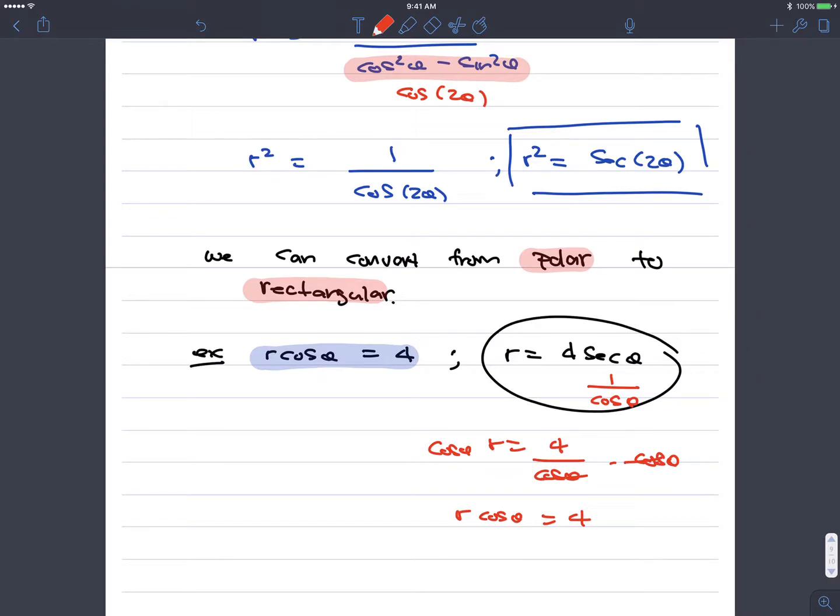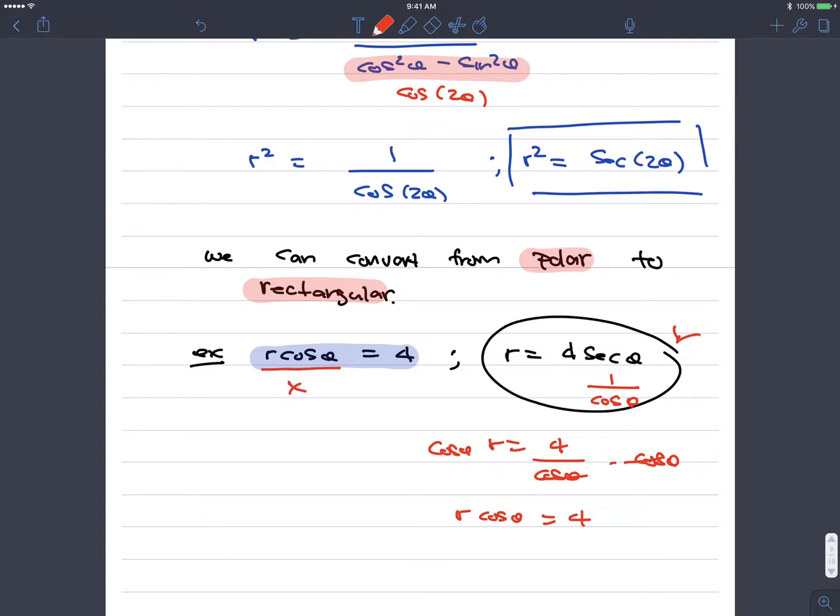Now, the reason they didn't do that, does anybody know why? Why didn't they give us this original question this way, the way I described here, r is 4 secant theta? Because in the beginning here for this example, I believe they want you to recognize one thing. What is r cosine theta? What is this portion right here?